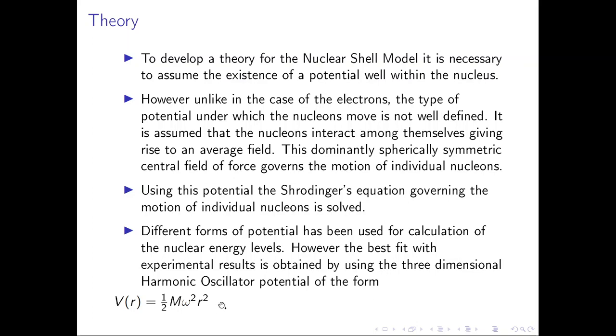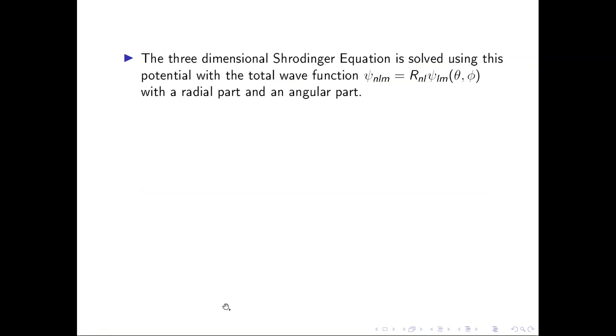Using this potential, the Schrodinger's equation for the nucleons is written down and is solved. So the three-dimensional Schrodinger's equation is solved using this potential with the total wave function. We can write it as, from quantum mechanical theory, the Schrodinger's wave function has a radial part and an angular part. It can be written in this form.